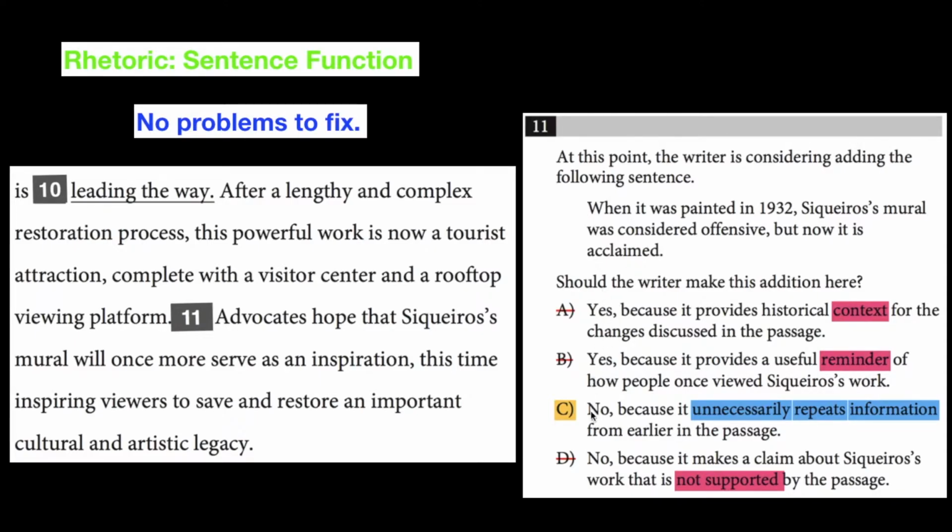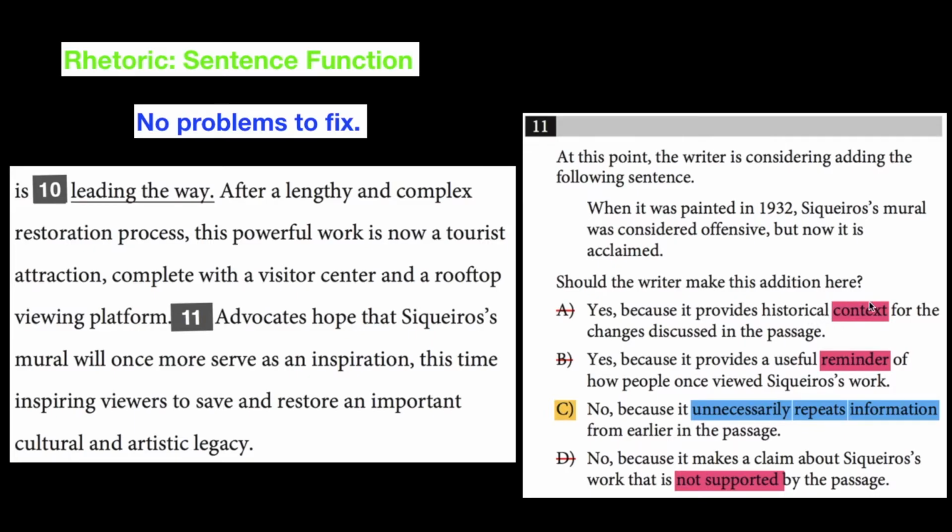Well, my initial reaction would be, well, we don't really need it. But I was open. I was like, well, okay, let's see if the sentence is going to fit. I don't think we're going to need anything. But what is the sentence? "When it was painted in 1932, Siqueiros' mural was considered offensive, but now it is acclaimed."